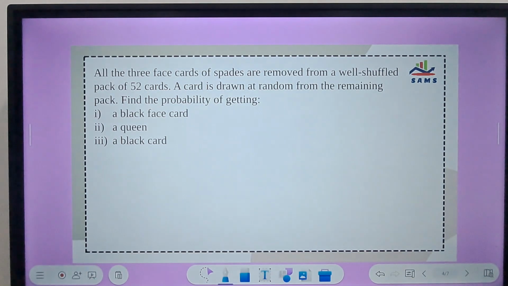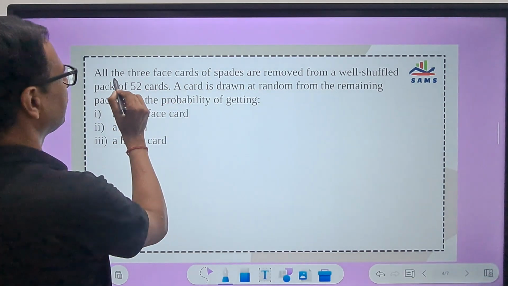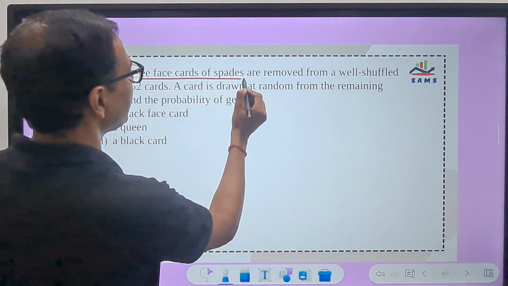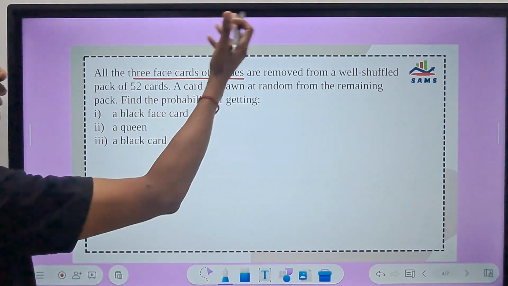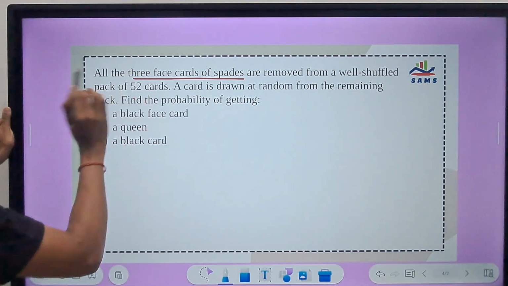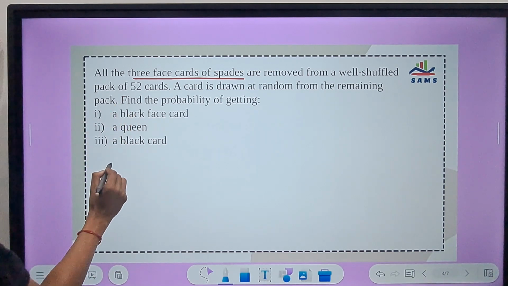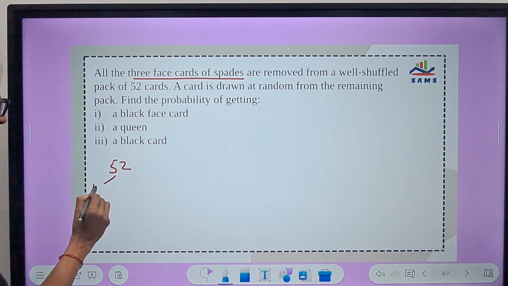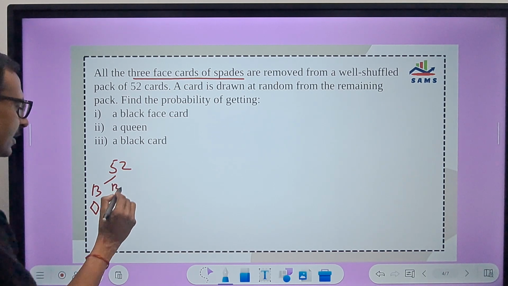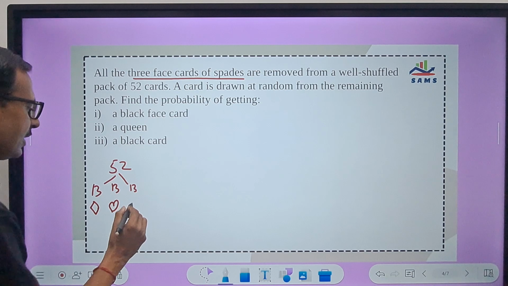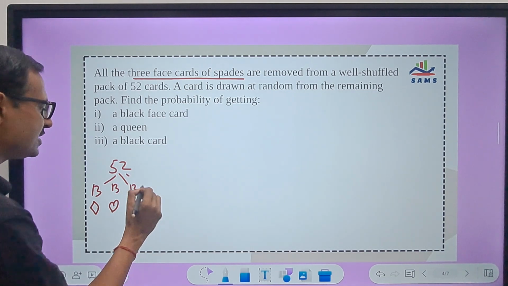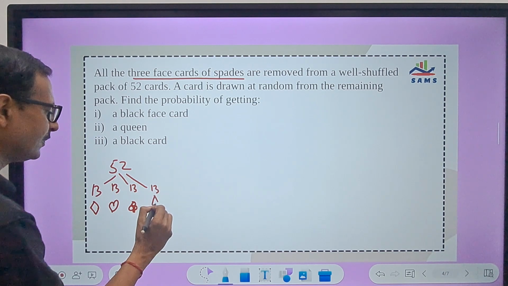Let's have this question where there are face cards obviously in a pack of cards. All the 3 face cards of spades are removed from a well shuffled pack of 52 cards. So 3 face cards are removed. Now remember, 52 cards, they have 13 diamonds, 13 hearts, 13 clubs and 13 spades, right?